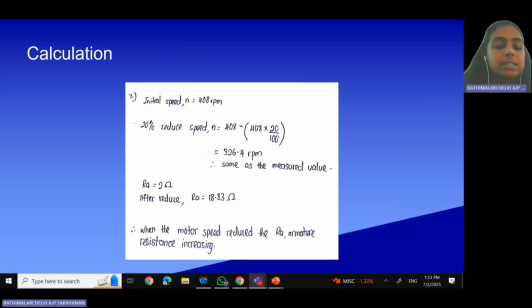So as we see in the measured result, the initial motor speed is 408 rpm. What they request is that we reduce the motor speed by 20% and then find the armature resistance. Using the calculation, the reduced motor speed is 326.4 rpm.